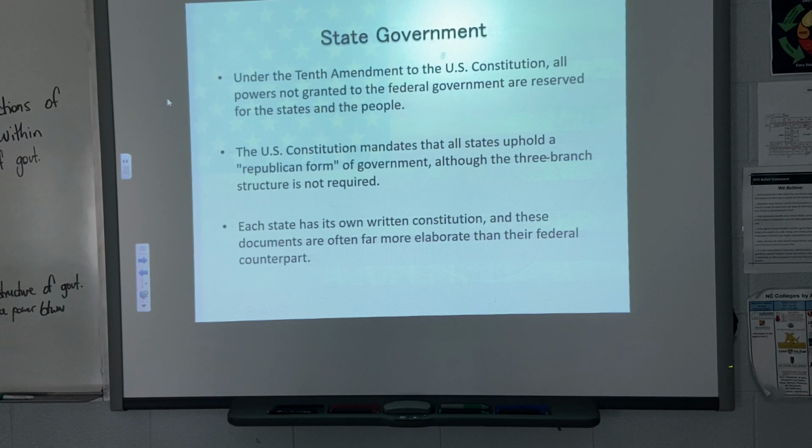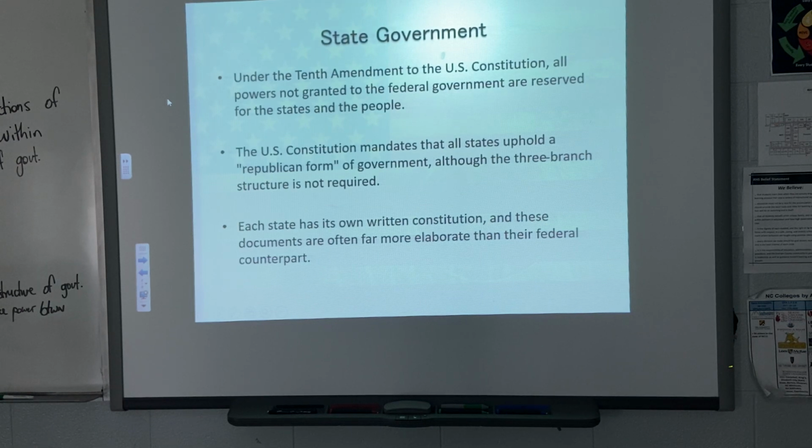All right, now, here's what you need to know about state governments. Not every state government has a three-branch structure. I don't personally know of any that don't have the three-branch. What you need to know is North Carolina, and we, of course, incorporate a three-branch structure. It is not required, but the Republican form of government is.